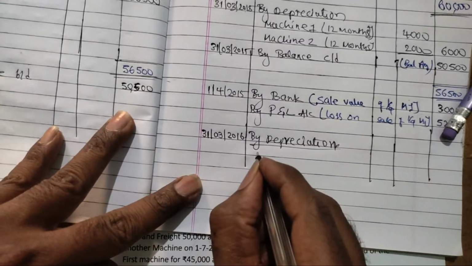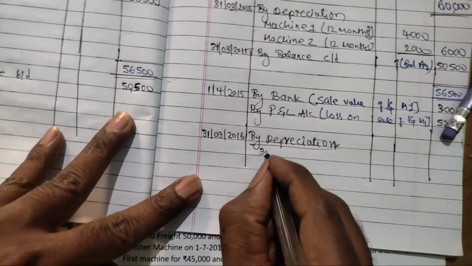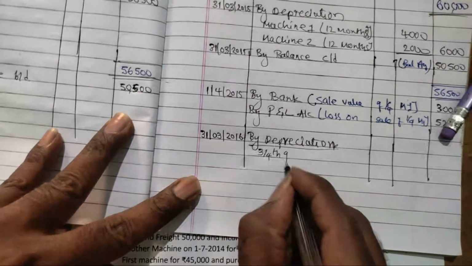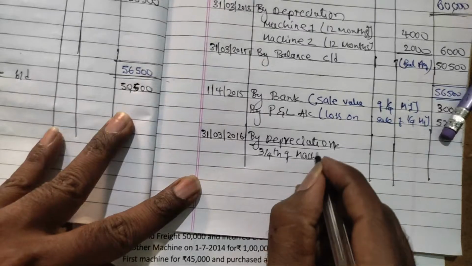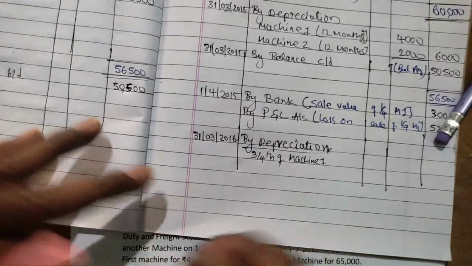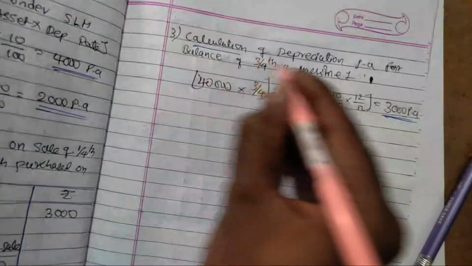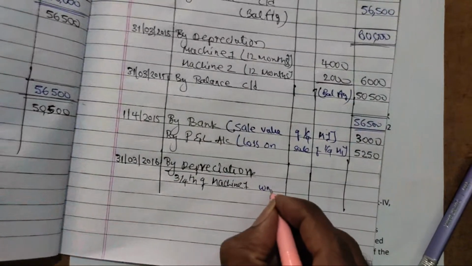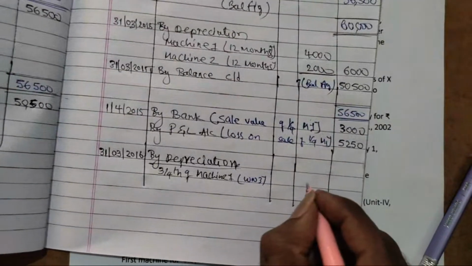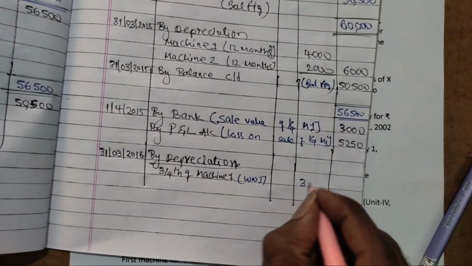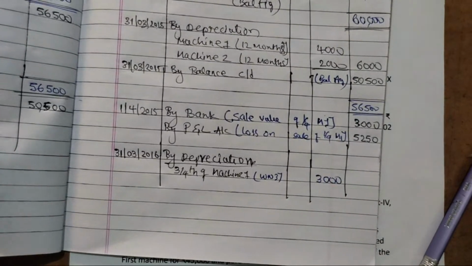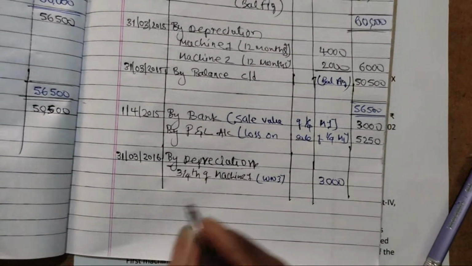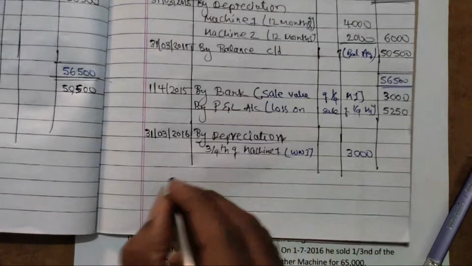Okay, in this, 3/4 of machine 1. Machine 1, 3/4 value is there. For 3/4 value, how much depreciation? Here we have calculated for the 3/4 balance of the machine, working note 3. So here I am writing directly working note 3, that is 3,000 rupees as depreciation. Okay, because 30,000 into 10%, that's it.